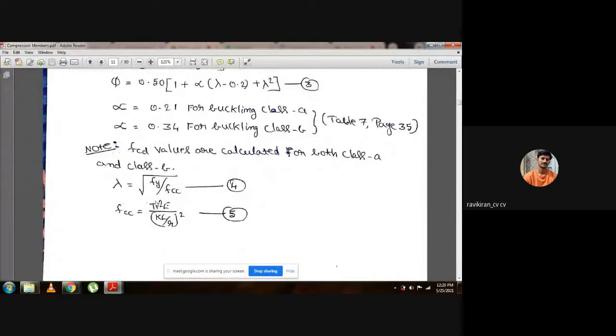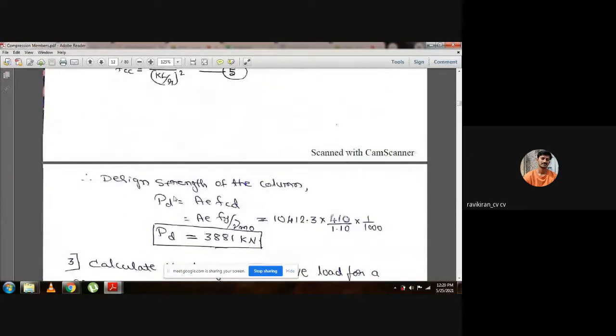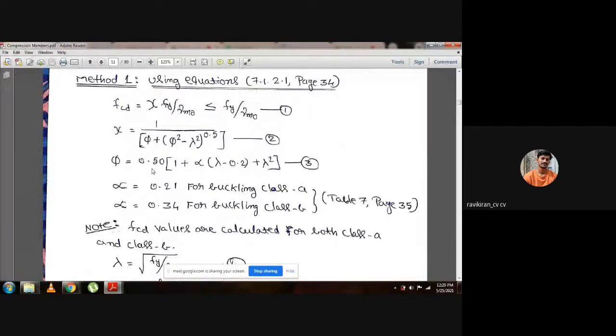Okay, we'll go from here itself. See, PD is equal to area into FCD. Area you can find out from the steel table. And how to find out the FCD? FCD is equal to this first column, first row. It is mentioned as equation number 1. In this equation, what is the unknown thing? X is the unknown thing. How to calculate that value? That will be calculated using equation 2.